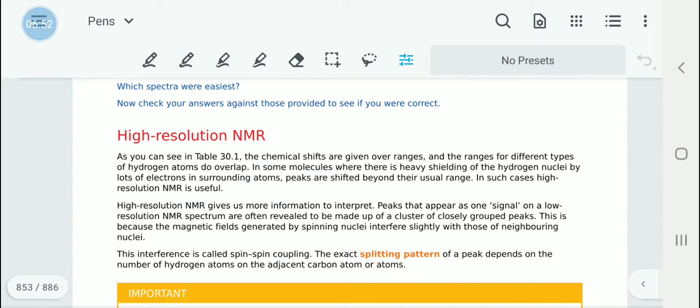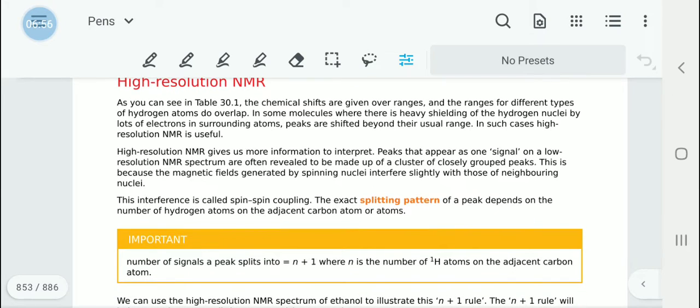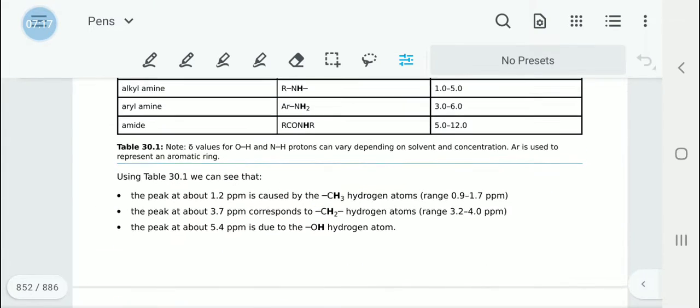Now we are going to high resolution NMR. In the first one, for each set of new environment, CH3 or CH2, we had a single shift. Then in this table we saw that there are overlaps.